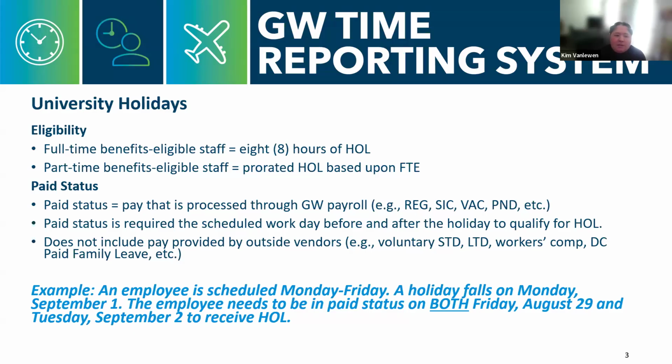So paid status means pay that is processed through GW payroll, like regular hours worked or vacation time. Paid status does not include pay types like workers' comp, which is paid by an outside vendor. So for example, say an employee works Monday through Friday. If a holiday falls on a Monday, the employee must be in paid status both the Friday before the holiday and the Tuesday following the holiday to be eligible for the holiday pay. Next slide, please.